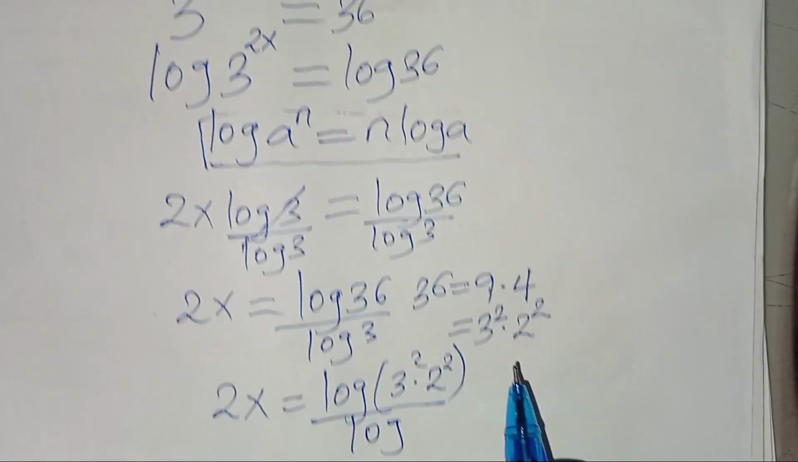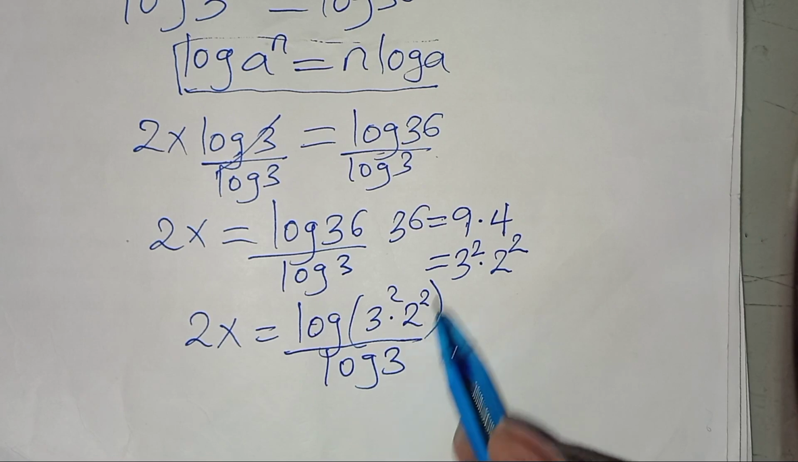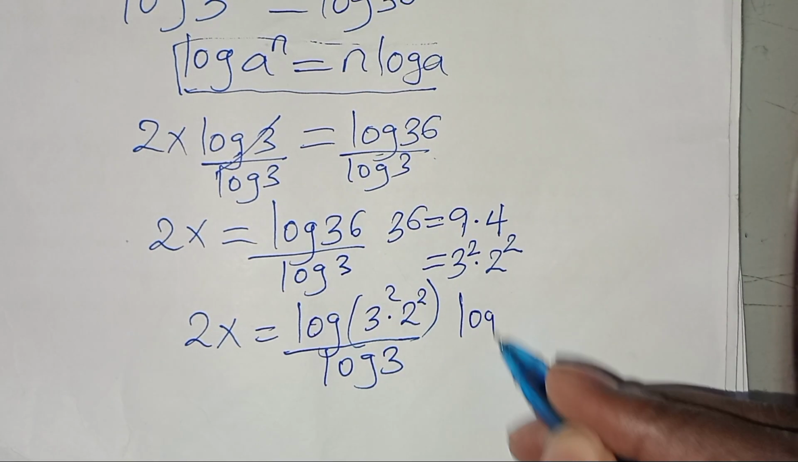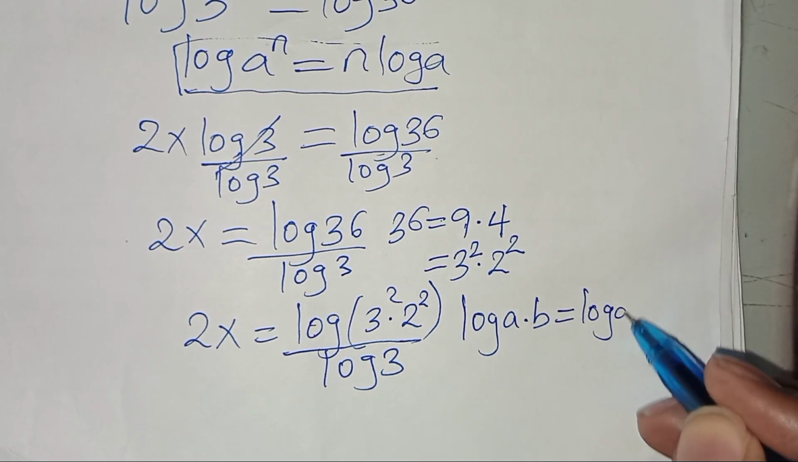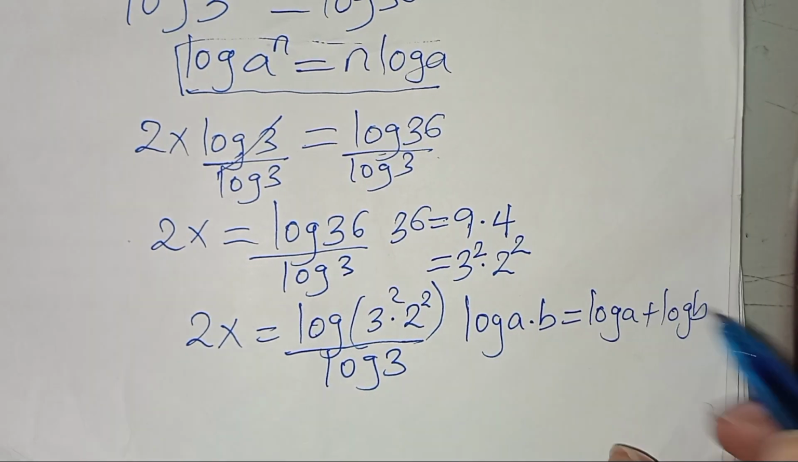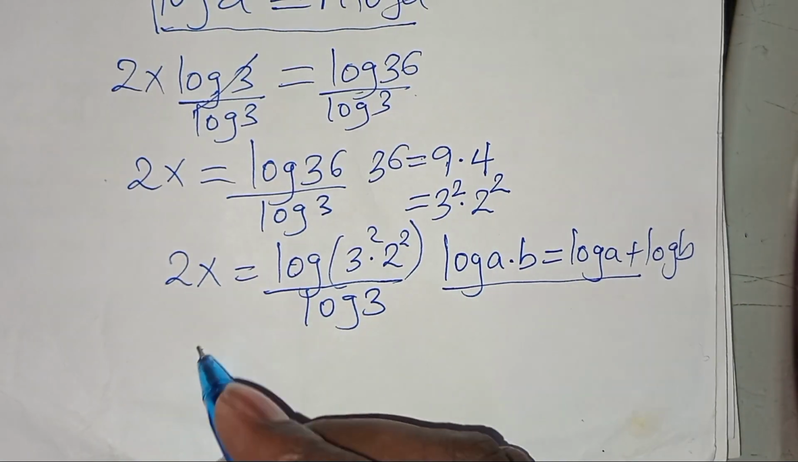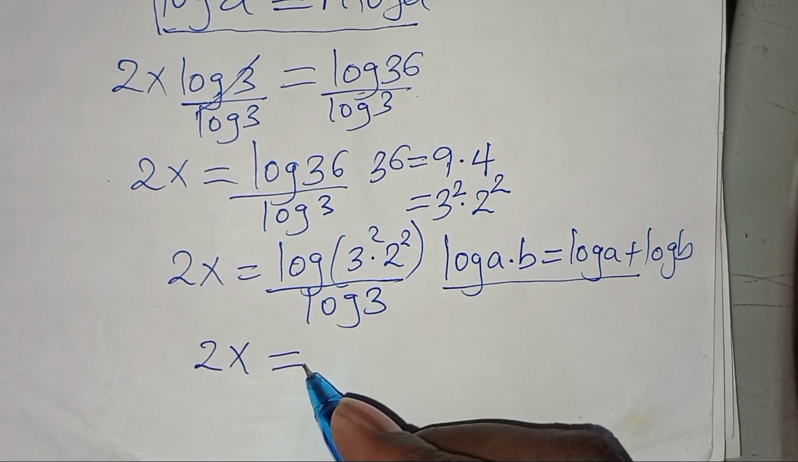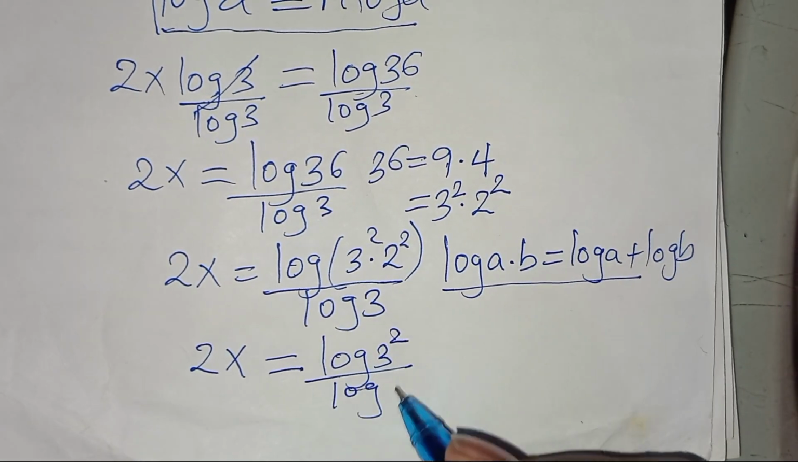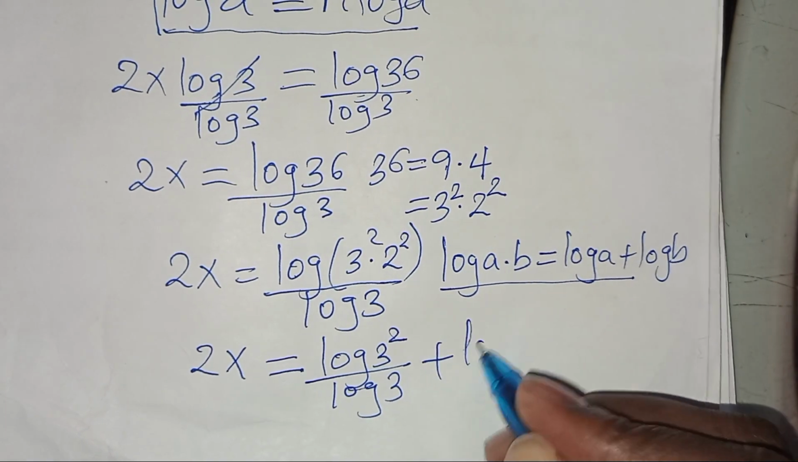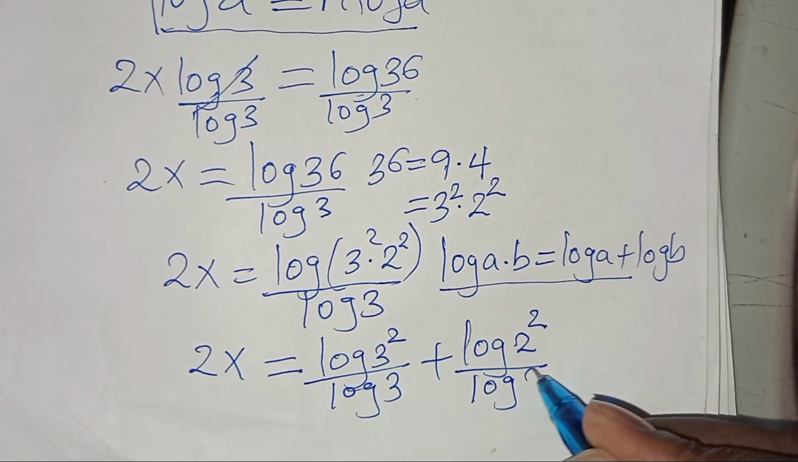We'll have 2x equal to log of 3 to the power 2 multiplied by 2 to the power 2, divided by log 3. Okay, now log of 3 to the power 2 times 2 to the power 2 is in the form of log a multiplied by b, which we can express as log a plus log b. Okay, so applying this logarithm property, we'll have 2x equal to log 3 to the power of 2 divided by log 3 plus log 2 to the power of 2 divided by log 3.